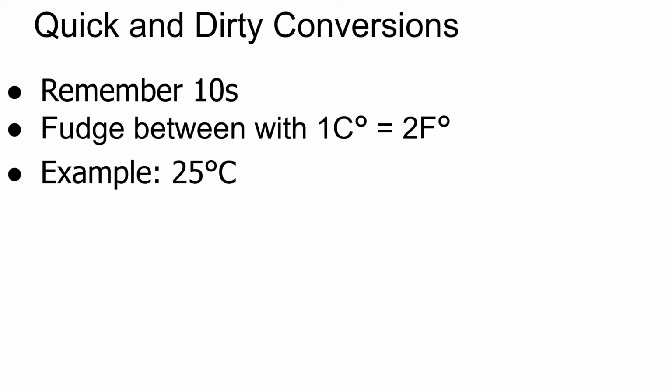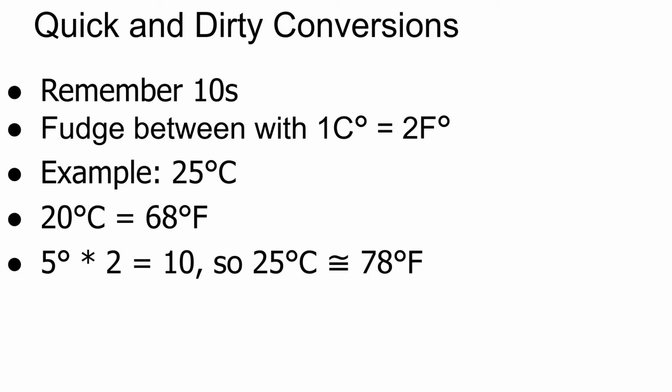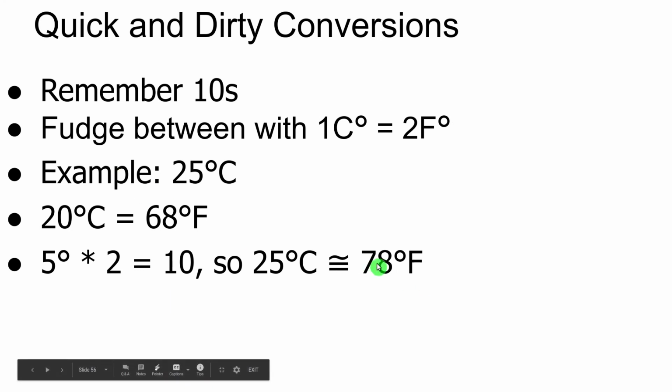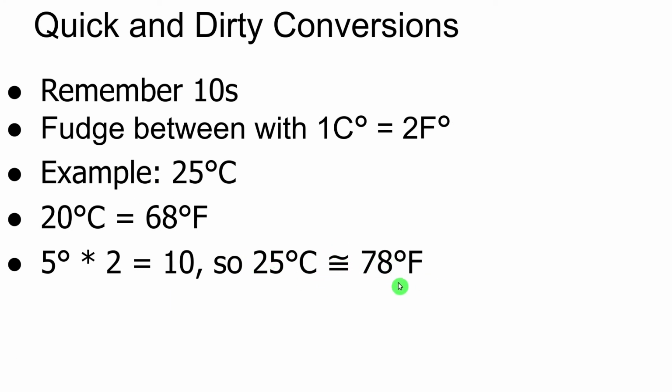So if I give you 25 degrees Celsius, you'd go, well, 20 is 68. Okay, so 20 Celsius is 68. So this is 5 degrees more. 5 times 2 is 10. So 10 plus 68 would be 78.